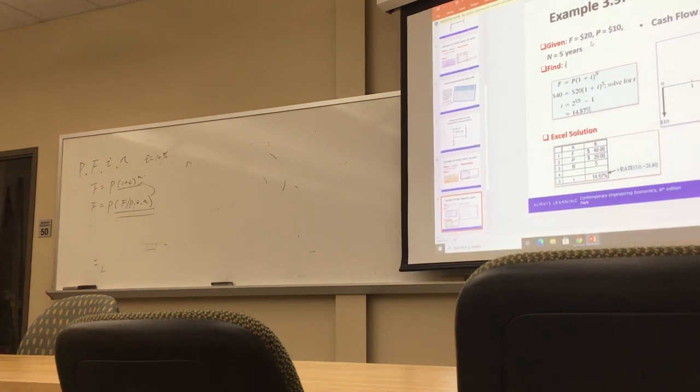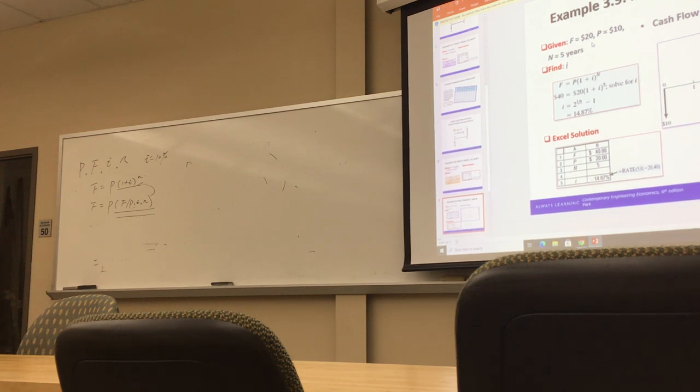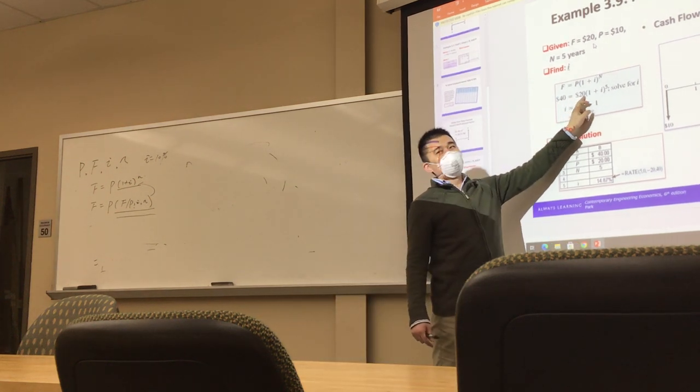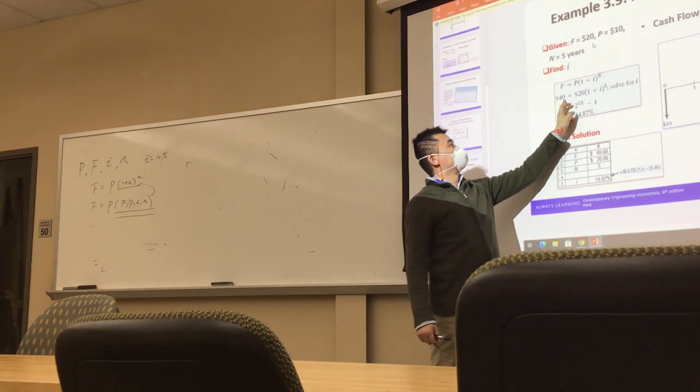kind of similar. Where's that 40 from? I think they use the wrong number here. It should be, this should be 20, this should be 10. Okay. This should be 20, this should be 10.